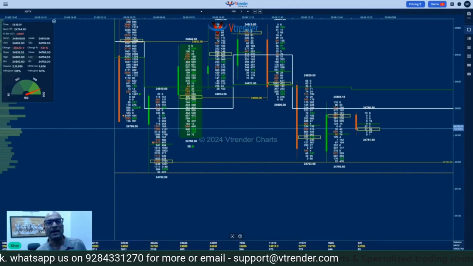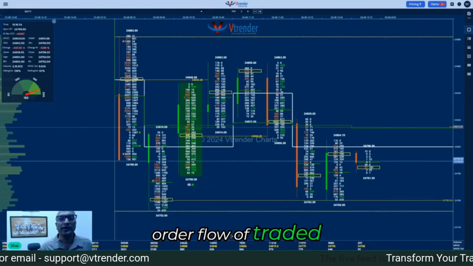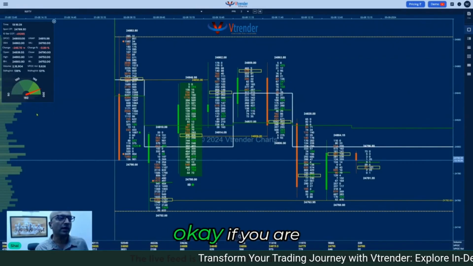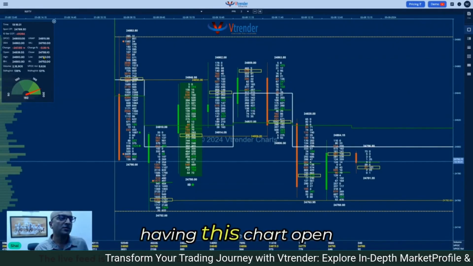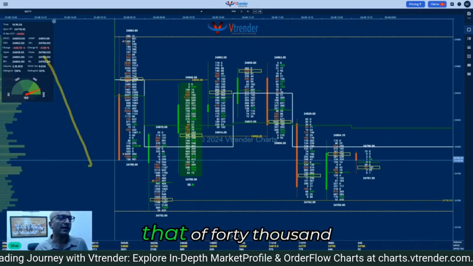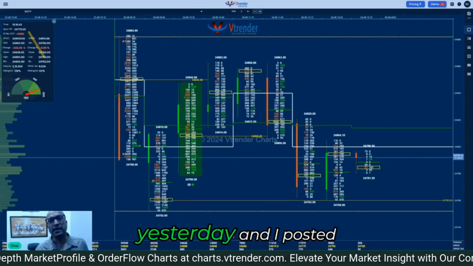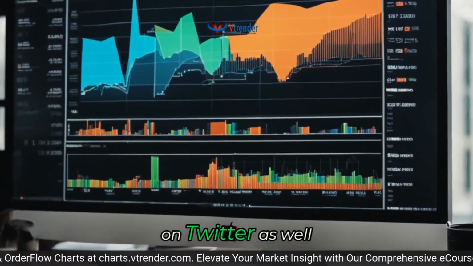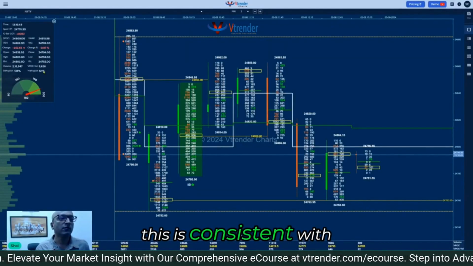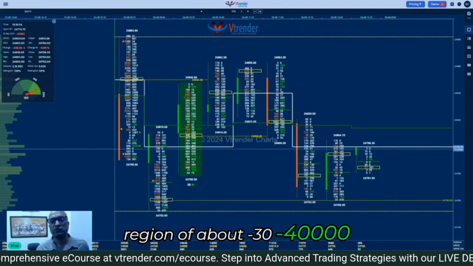to that gap. And this is an order flow chart on screen, an order flow of traded volumes, right? Now, there are a few things we look at when we're looking at this chart. And the first thing, if you are having this chart open, is you're focused on this 10-bar COT, which is around that 40,000 number. Now, for those who saw this order flow chart yesterday, and I posted it on X, on Twitter as well, this is consistent. This is consistent with the number of yesterday, which was in that region of about -30, -40,000.